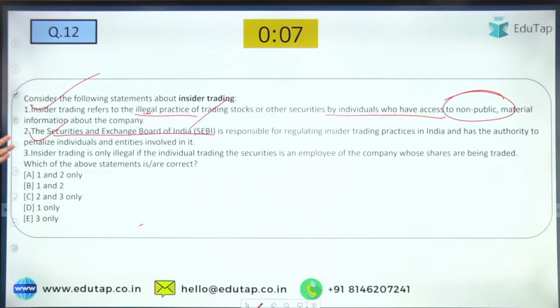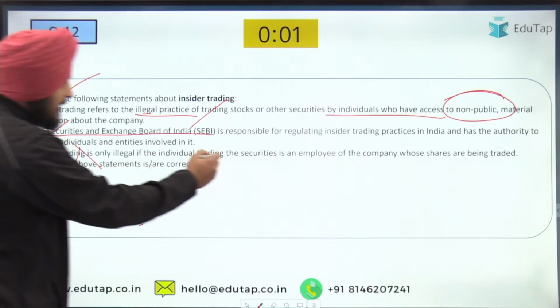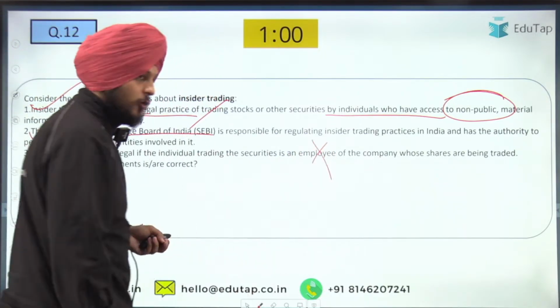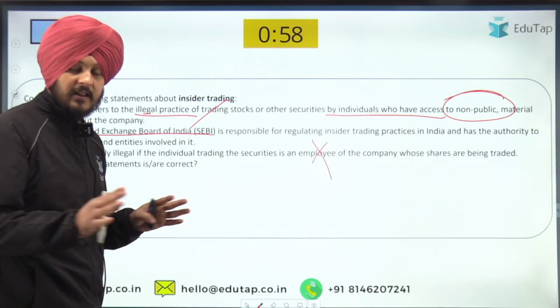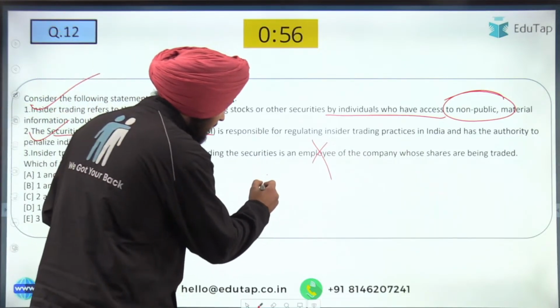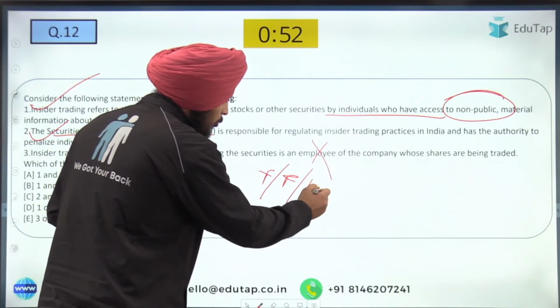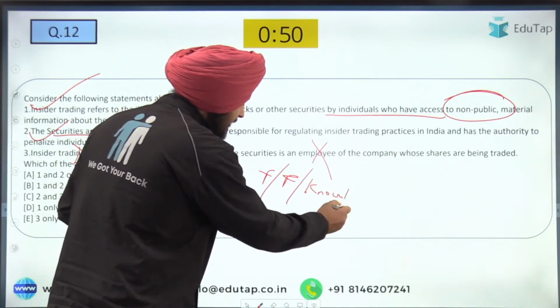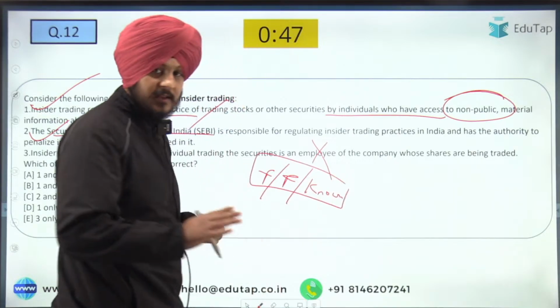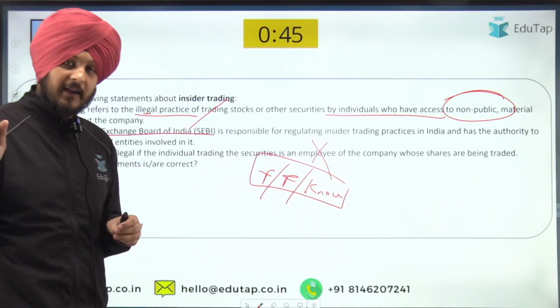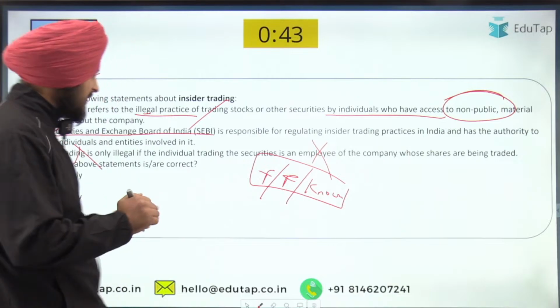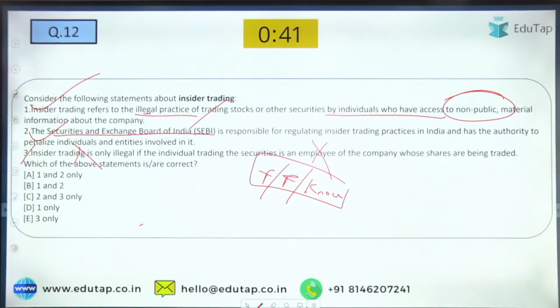If we talk about option number C, insider trading is only illegal if the individual trading the security is an employee, which is an incorrect option, because it does not matter if you're an employee or not. If you are doing insider trading, it is illegal in India. So it does not matter if you are a friend, or a family member, or any type of known person who has any kind of non-public material information with respect to the company, the act is illegal and you will be penalized for that. Fine. So that is the idea, and option C is going to be the incorrect one, and A is going to be the answer to this question.